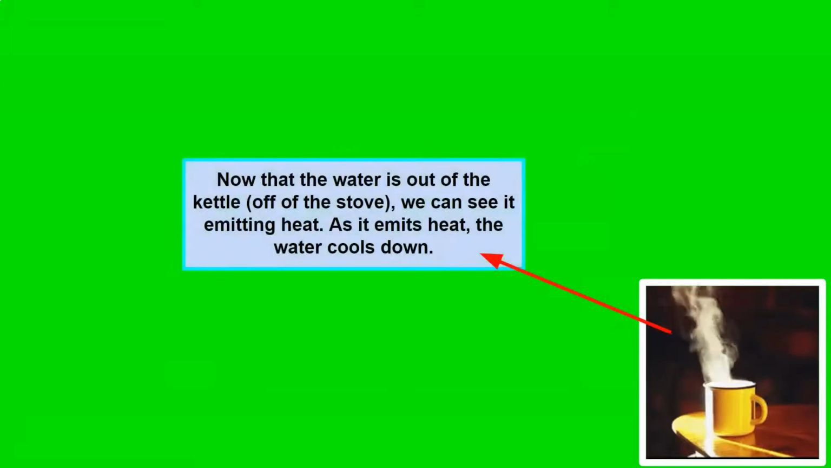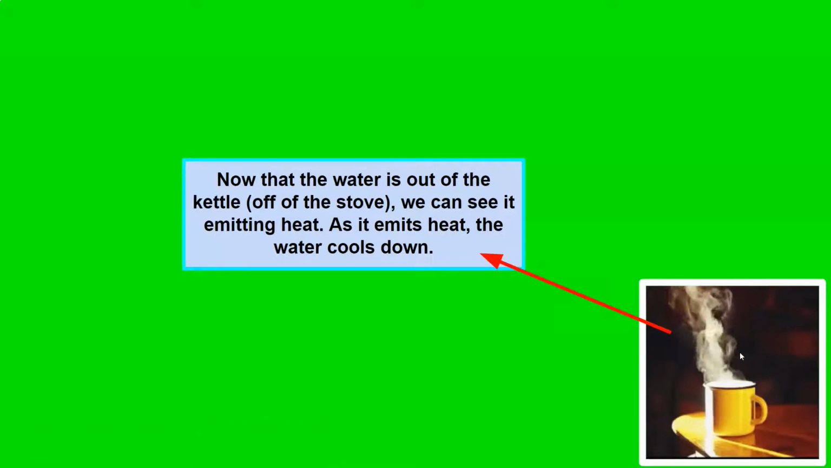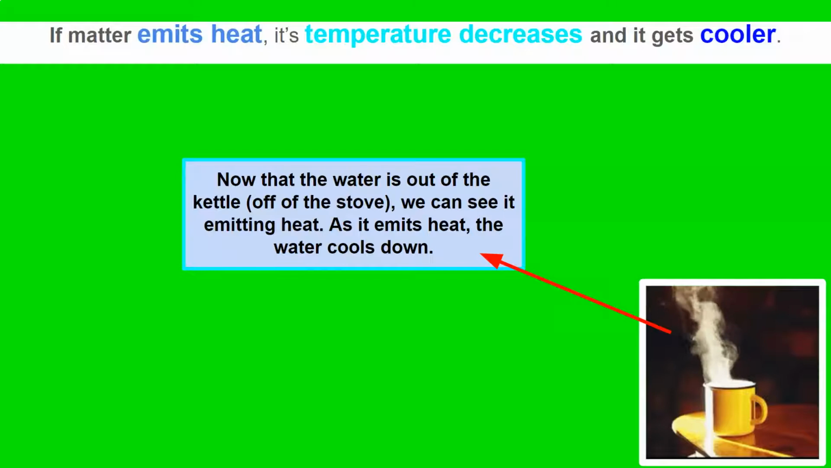So, now that the water is out of the kettle, off of the stove, we can see it emitting heat. You can see that here with the steam. And as it emits the heat, as it lets off the heat, the water cools down. So, if matter emits heat, its temperature decreases and it gets cooler.